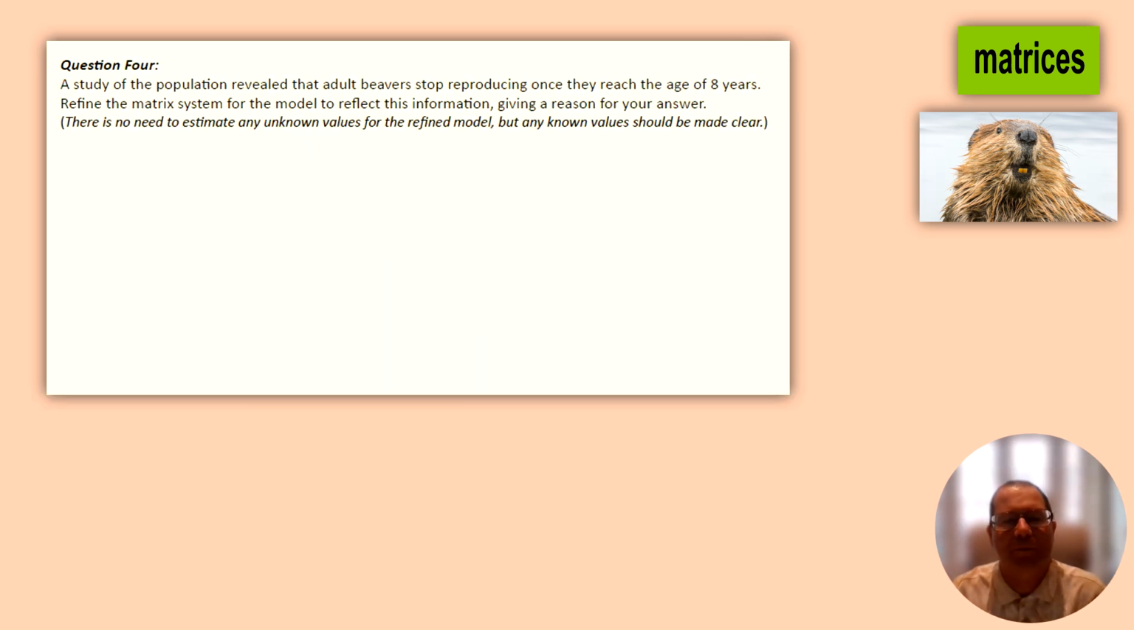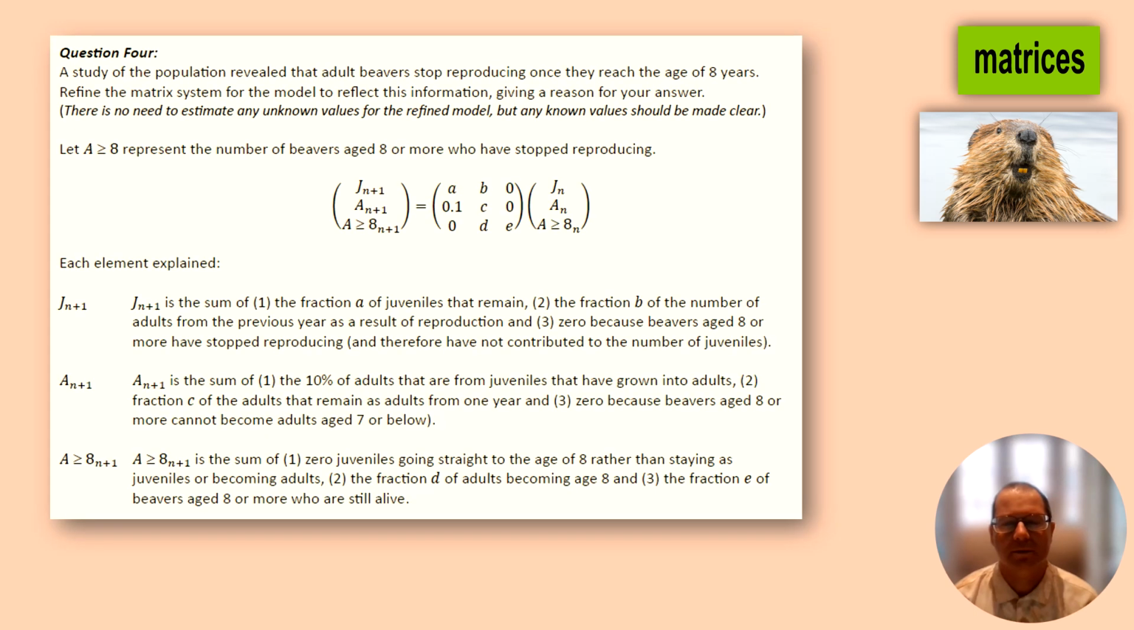And finally, question 4. A study of the population revealed that adult beavers stop reproducing once they reach the age of 8 years. Refine the matrix system for the model to reflect this information, giving a reason for your answer, and there is no need to estimate any unknown values for the refined model, but any known values should be made clear. So in essence, what we're being asked to do here is to create a 3x3 matrix. So we still have our juveniles, but our adults are being divided into two groups, one of which is age 7 or below and can reproduce, and one of which is age 8 or above and cannot reproduce anymore.